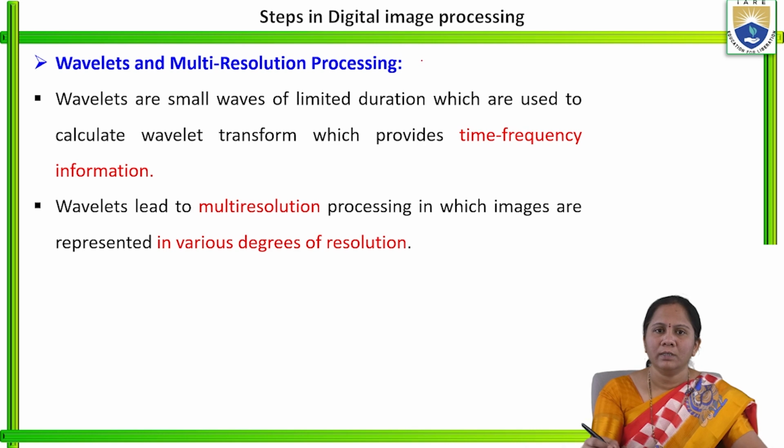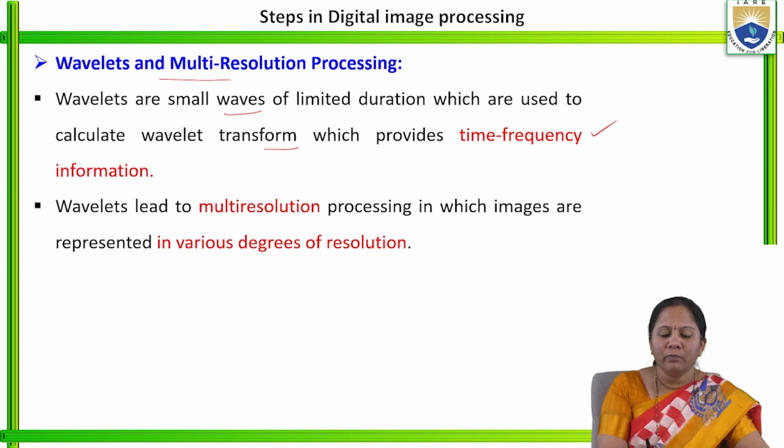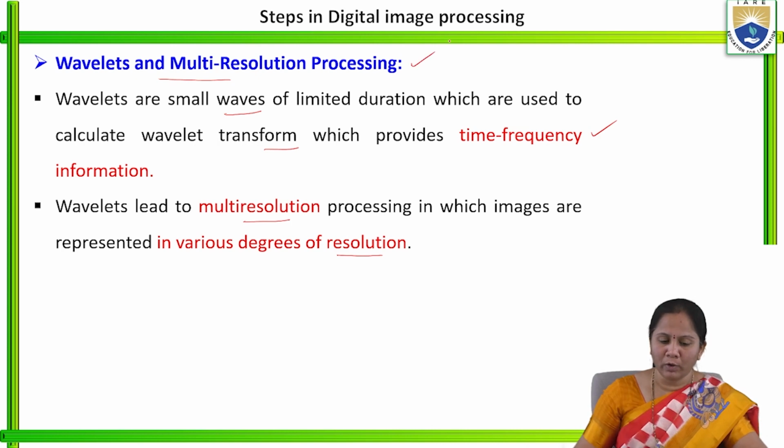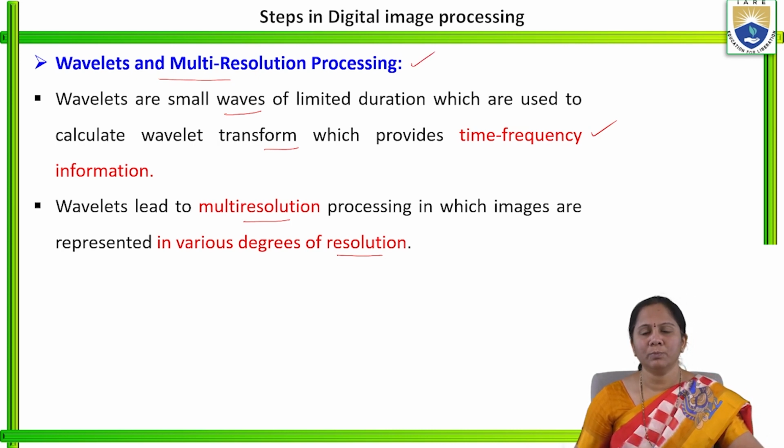Coming to the next block in the fundamental steps of image processing, the next block is wavelets and multi-resolution processing. So what is meant by wavelet? Wavelets are represented in the form of small waves with a limited duration, and they are used to calculate the wavelet transform, which provides time-frequency information. Wavelets lead to multi-resolution processing, in which images are represented with different degrees of resolution. This is the operation that will be performed in this wavelets and multi-resolution processing block.